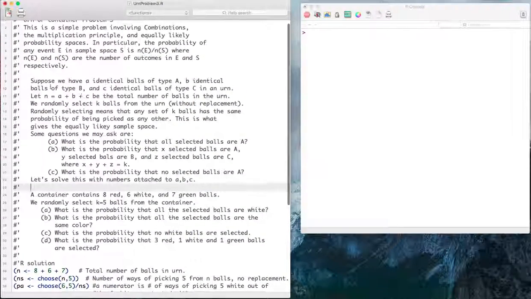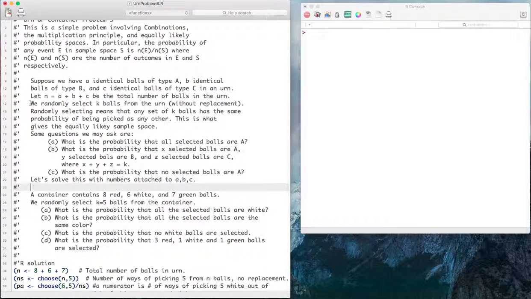Typically, what we're going to have is the following. We're going to have marbles, or we're going to call them balls, of several different types. In this particular case, we're going to have three different types: type A, type B, and type C. Small a identical balls of type A exist, small b identical balls of type B exist, and small c identical balls of type C exist in this urn or container. A plus B plus C, which we'll call N, is the total number of balls in the urn or container.